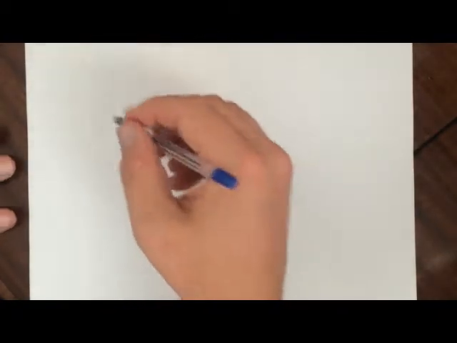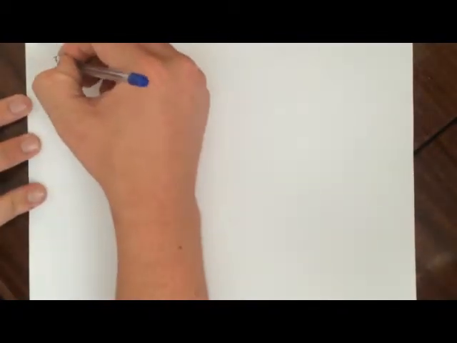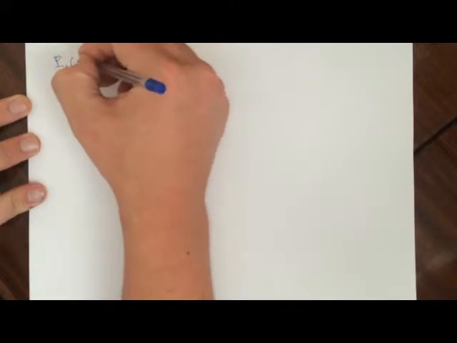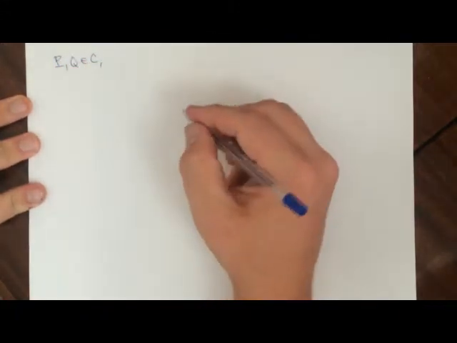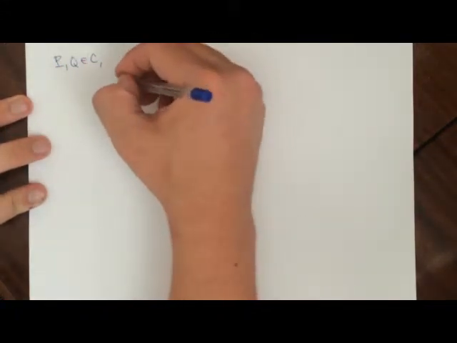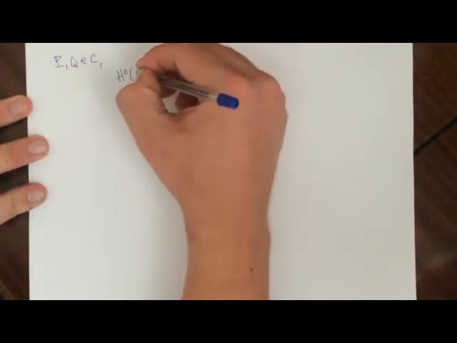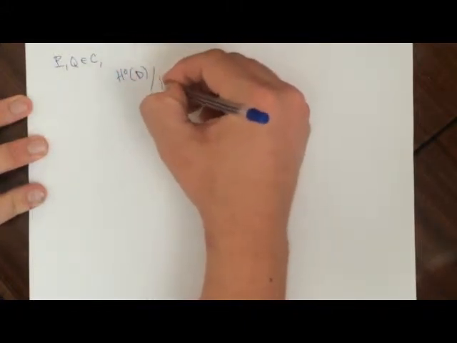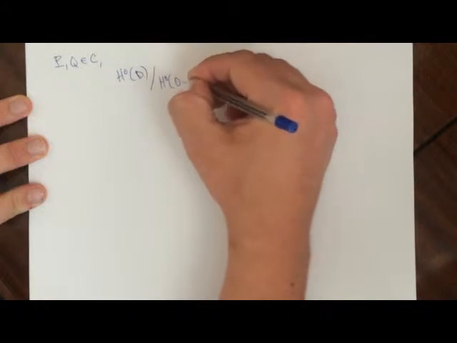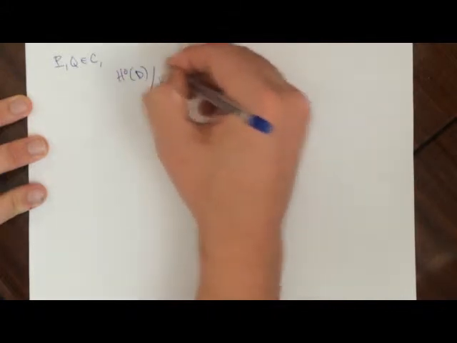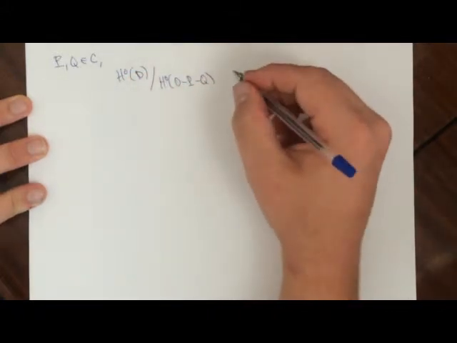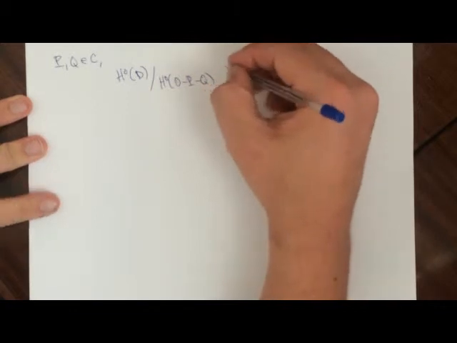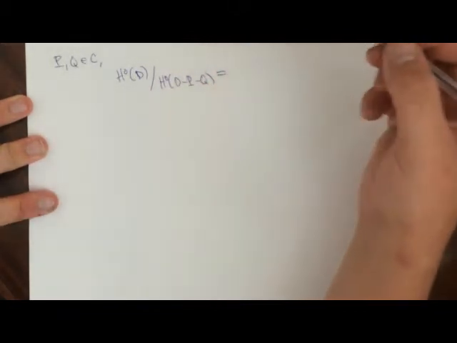Okay, so to do the embedding, take P and Q to be in C. We're going to look at H0 of D quotiented by H0 of D minus P minus Q. So this is contained in here. There's some extra vanishing conditions. And now we're going to write down the flag.